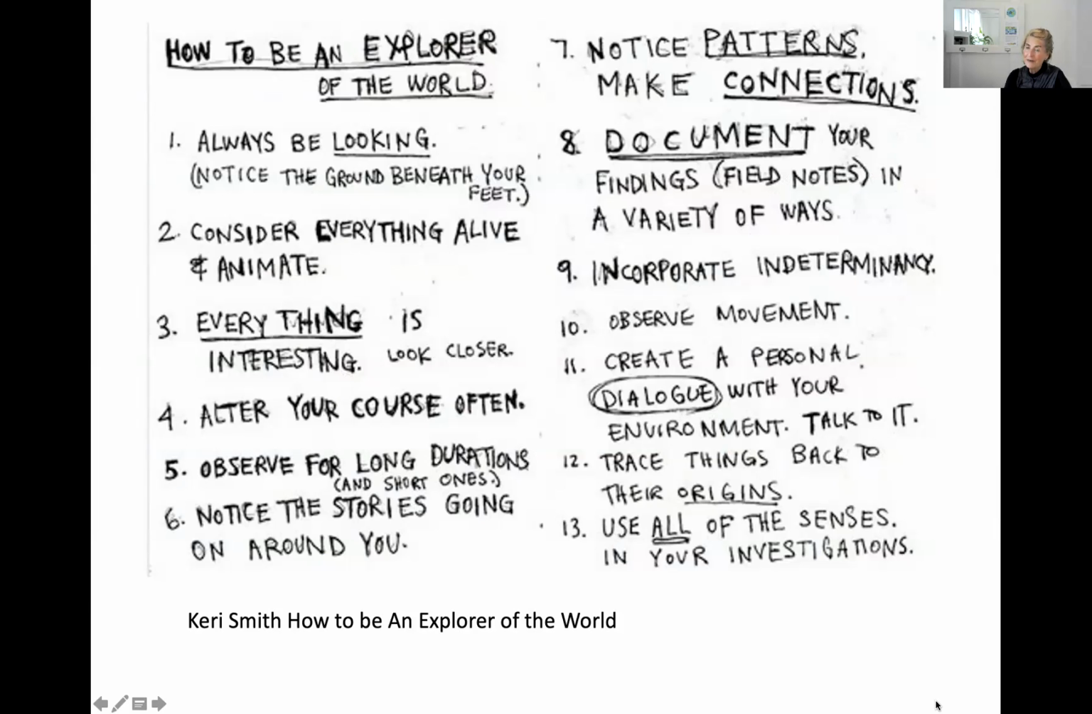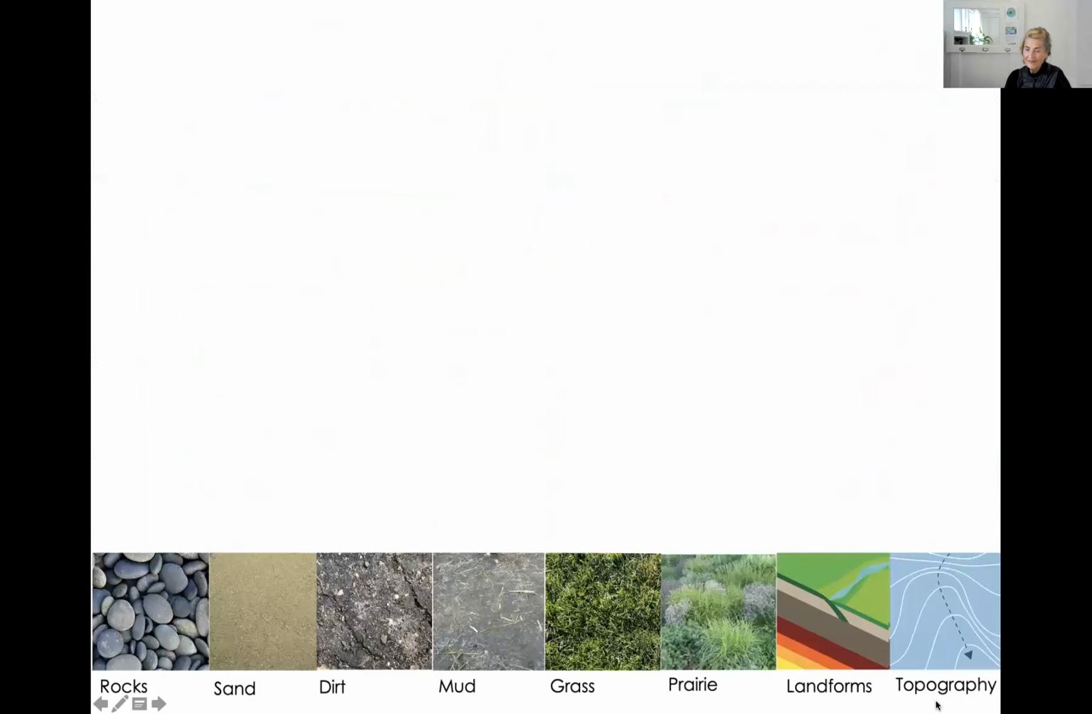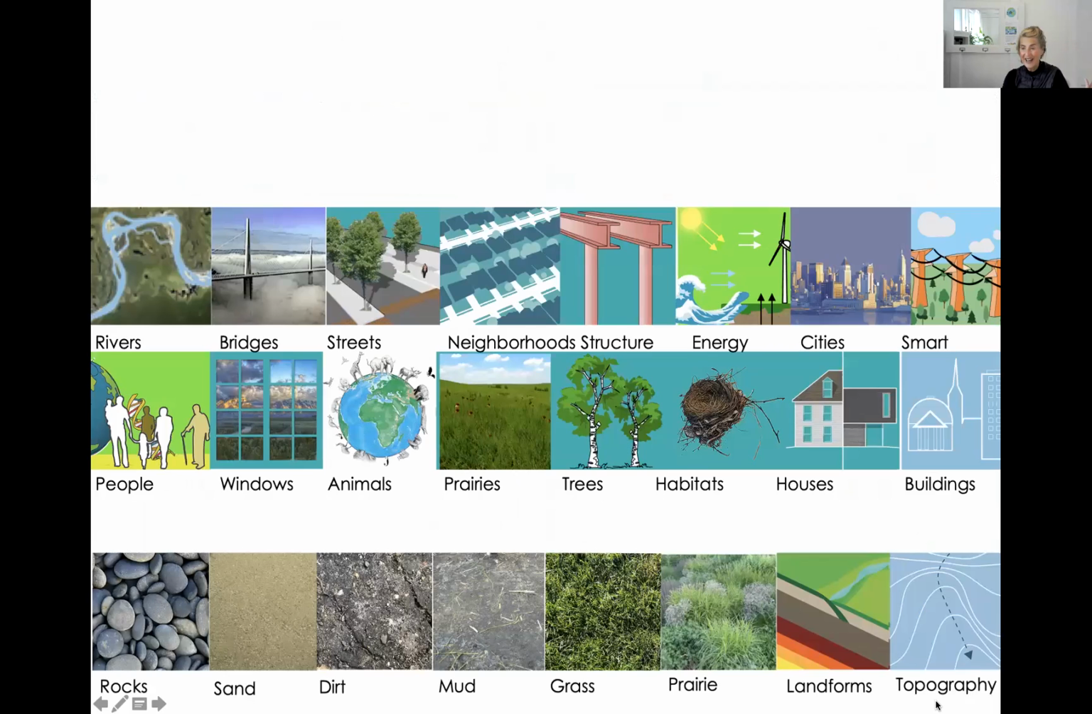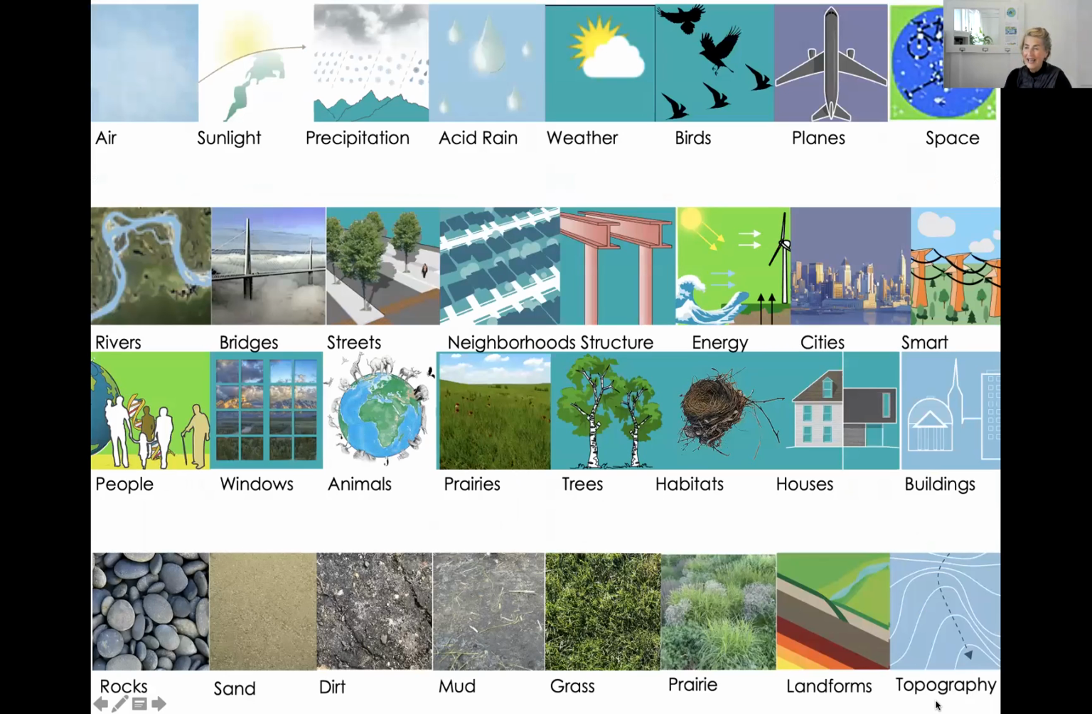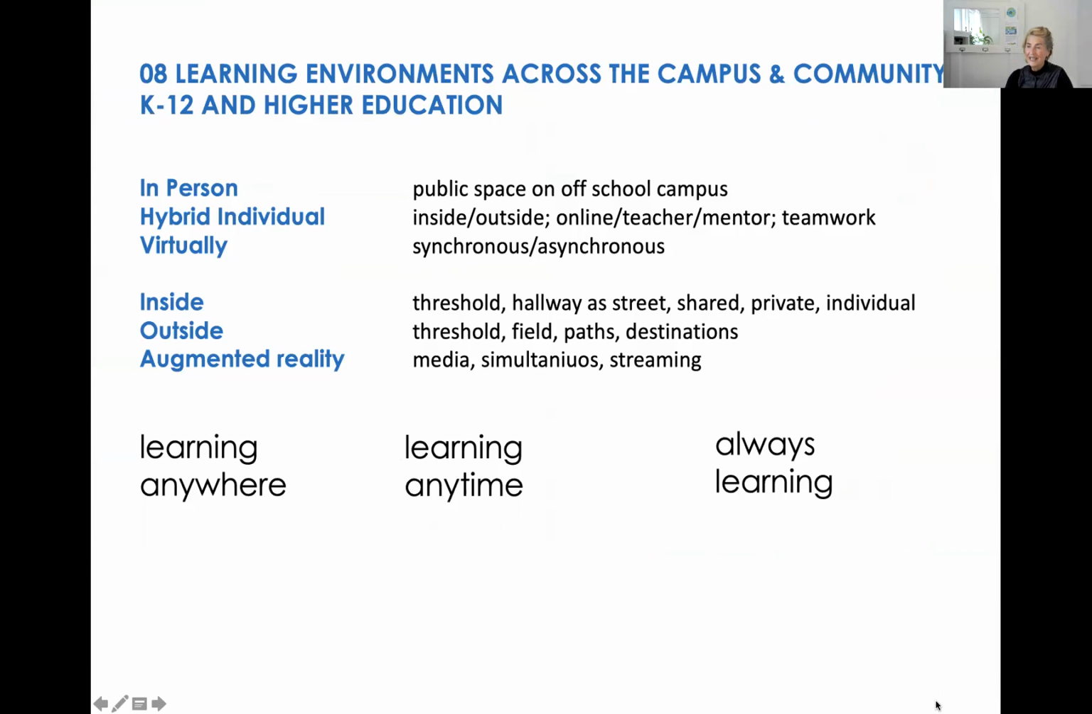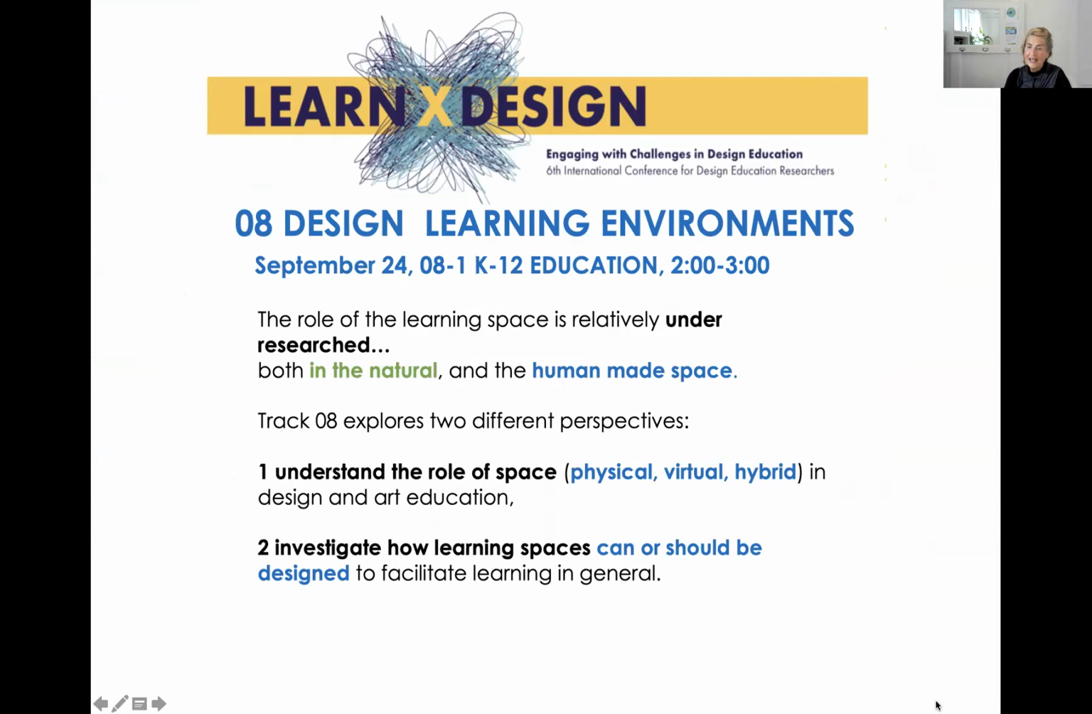We encourage everyone to be an explorer of the world, like Carrie Smith's book. And we ask you only to look down, look out, and look up, and understand the wonder of the built-in natural environments. Panel 8 will be looking at higher education and K-12 innovations in learning and the expansion of avenues for learning anywhere, anytime, anyway.